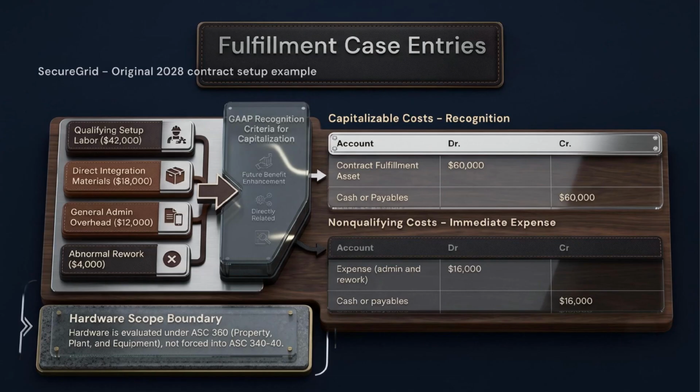It also incurs $12,000 of general administration overhead and $4,000 of abnormal rework. These total $16,000. So SecureGrid records debit expense $16,000 and credit cash or payables $16,000. Hardware deployed at the customer site is evaluated separately under ASC 360, not forced into ASC 340.